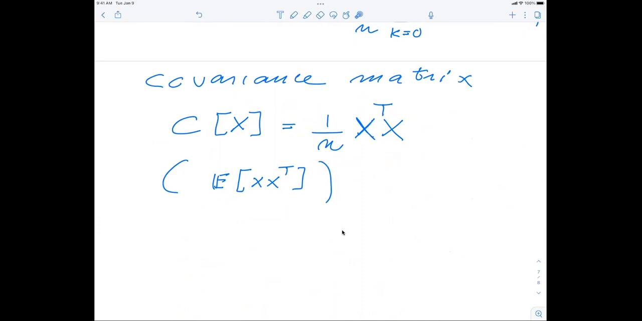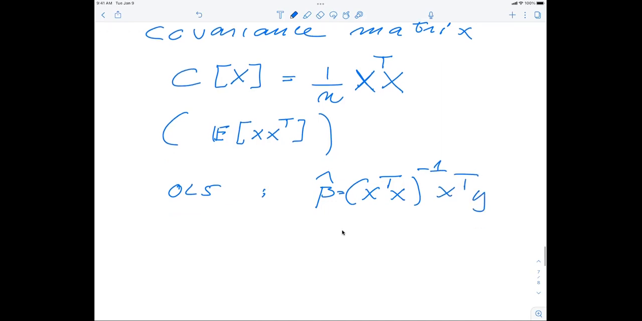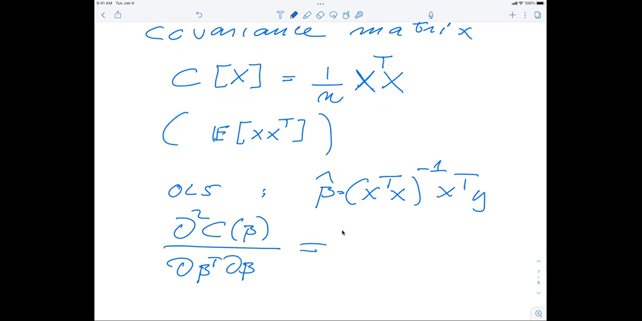look like this. Now, this is an interesting property, because we know from ordinary least squares, OLS, we have the parameter beta is given by X transpose X inverse, X transpose times y. We know that the second derivative of the cost function, d squared C of d beta d beta transpose, is actually equal to this Hessian matrix, and that's equal to X transpose times X.